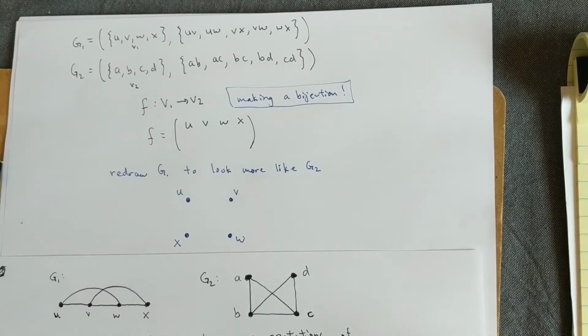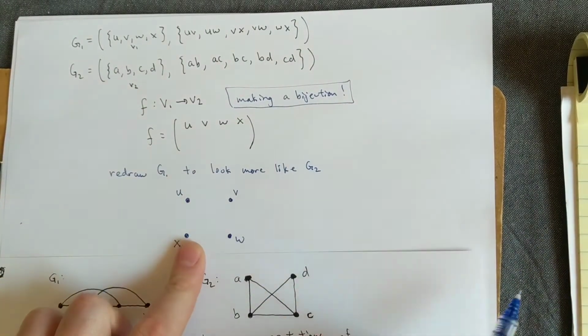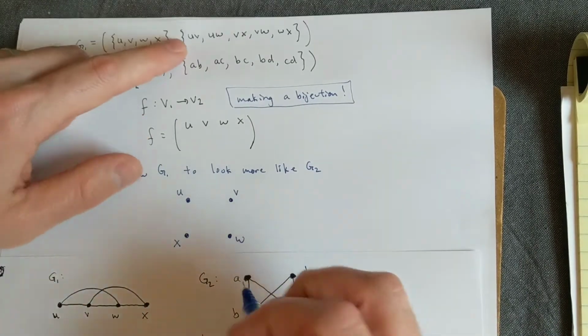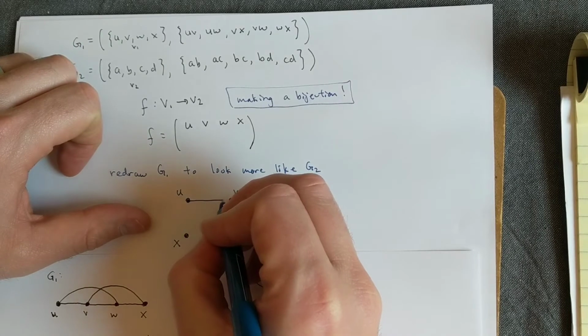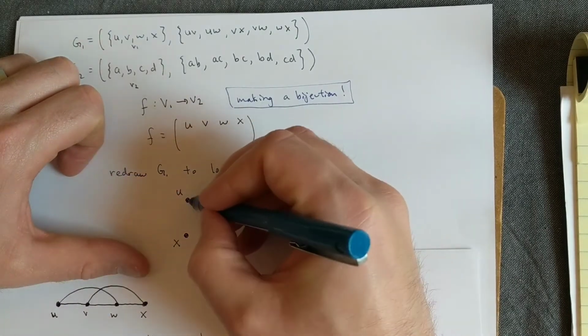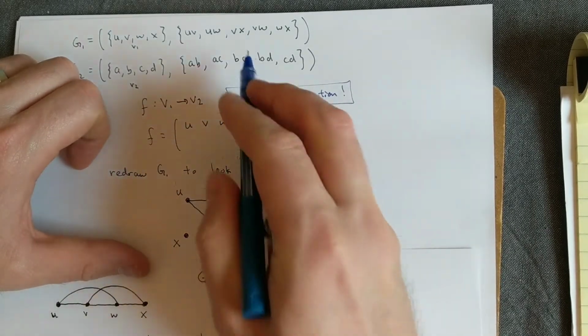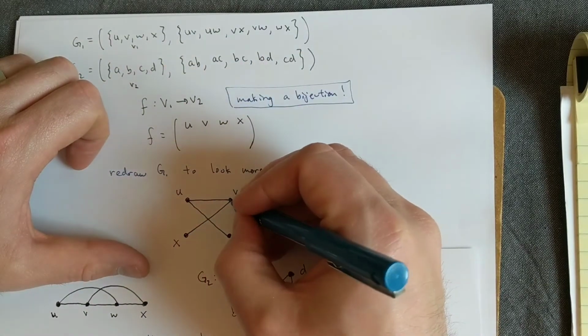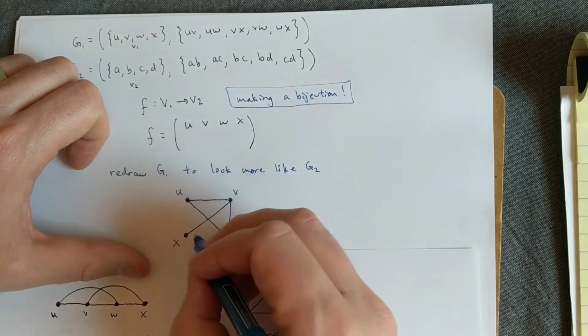At the end of the last video, we were putting the edges in for our new representation of G1. So let's take a look at that. We need to put UV in. We need to put UW in. We need to put VX. We need to put VW. And we need to put WX.